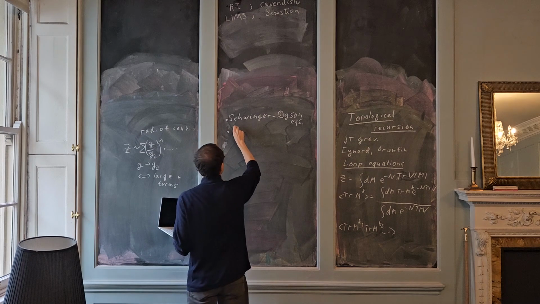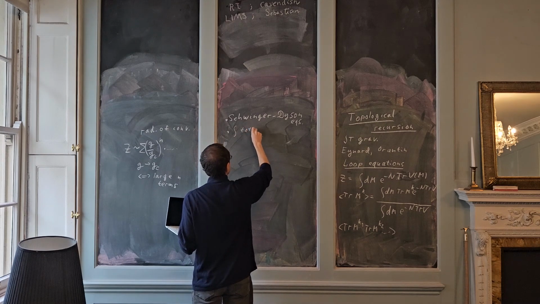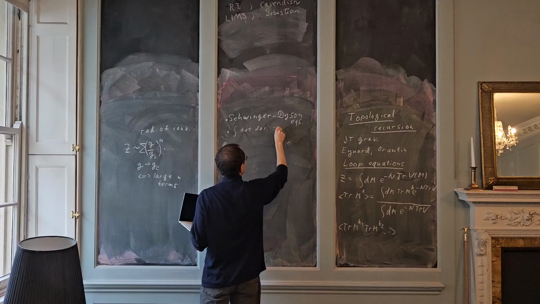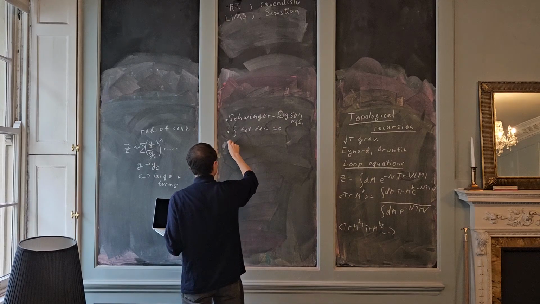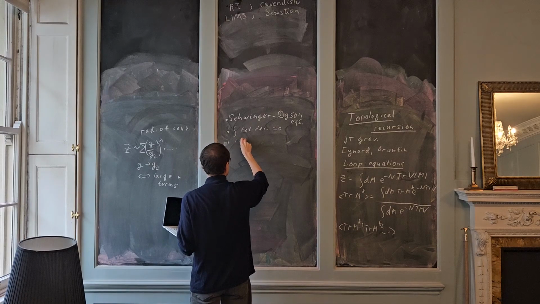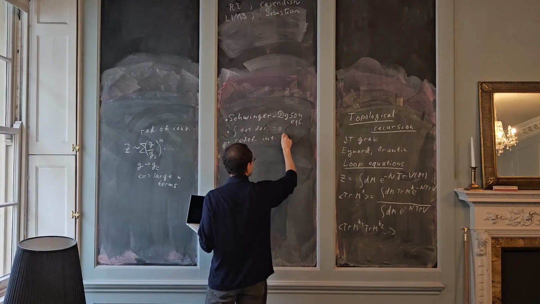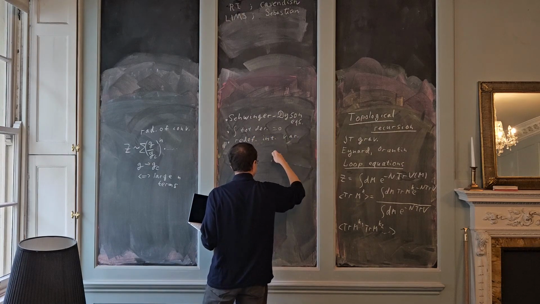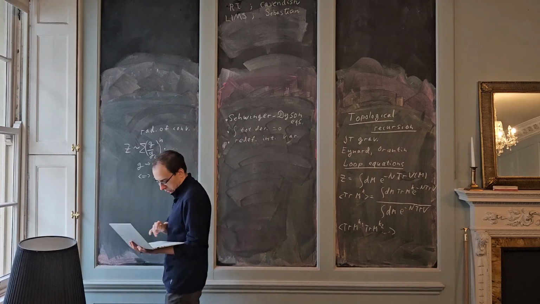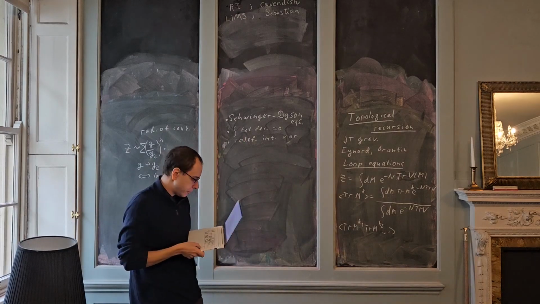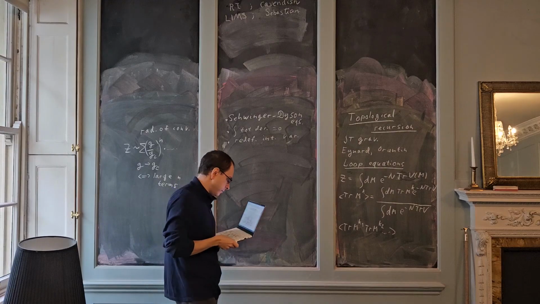Schwinger-Dyson equation is the same as saying that the integral of a total derivative is 0, and the same as redefining the integration variable. So these are all just different names for the same thing.